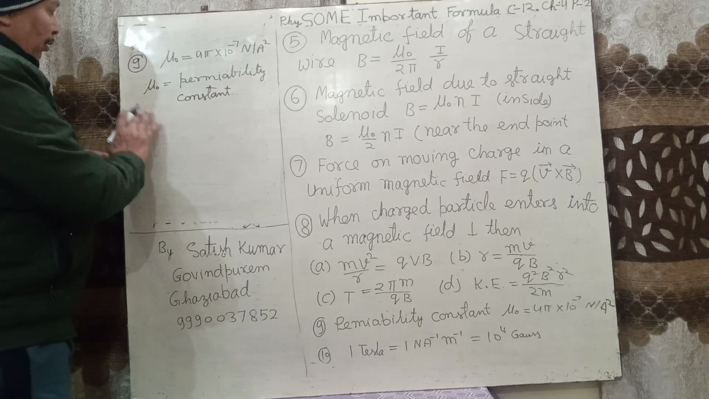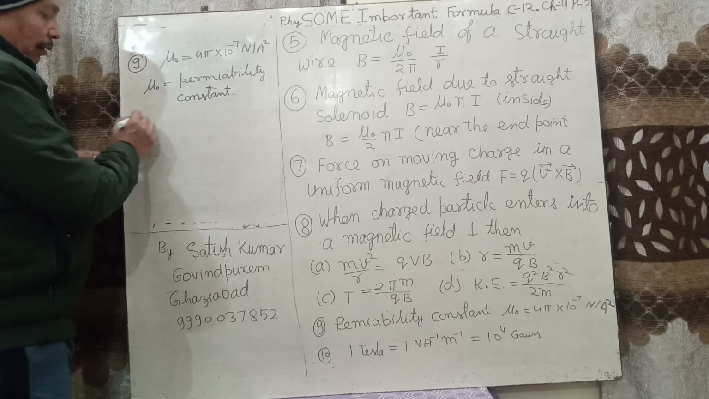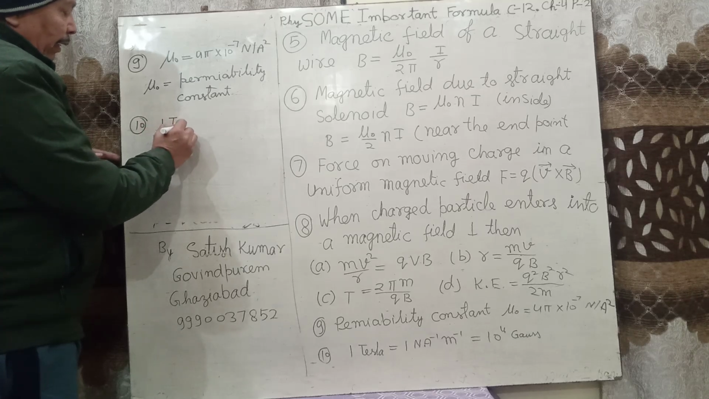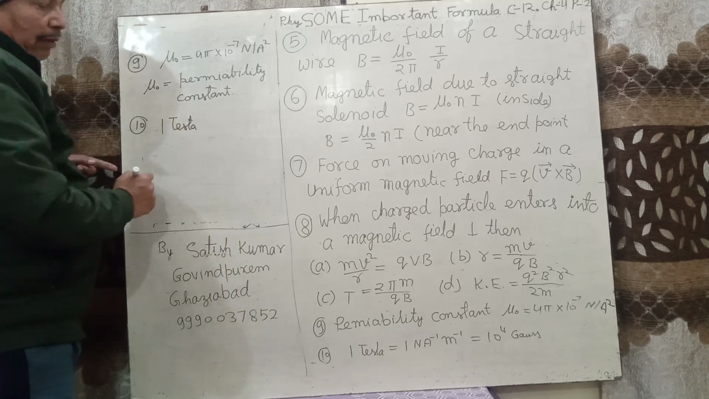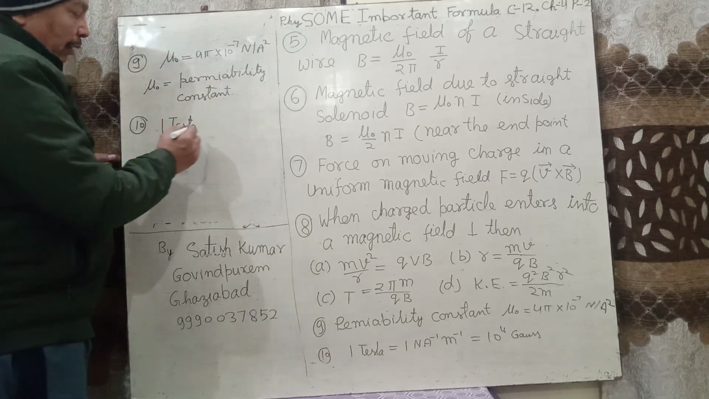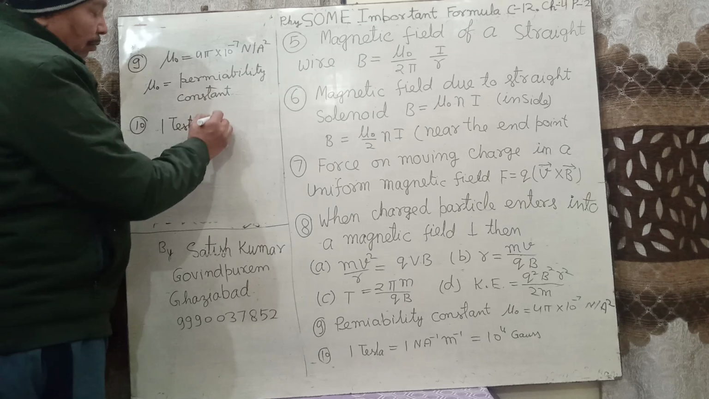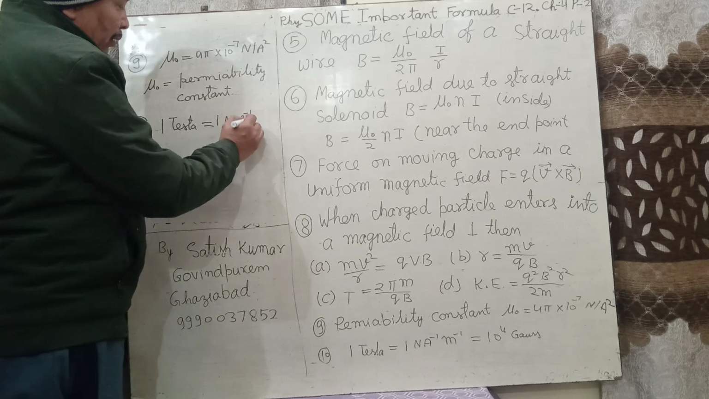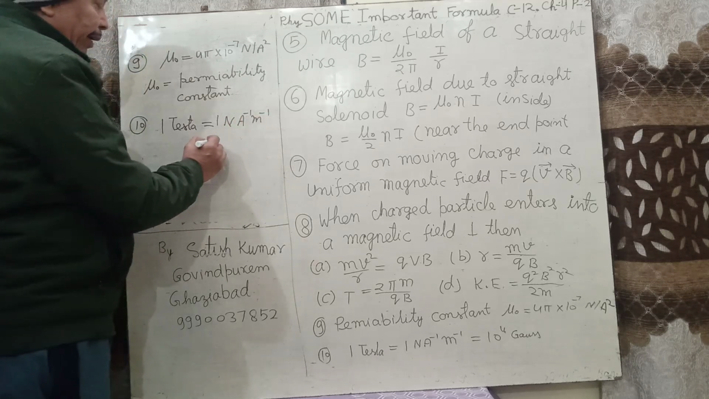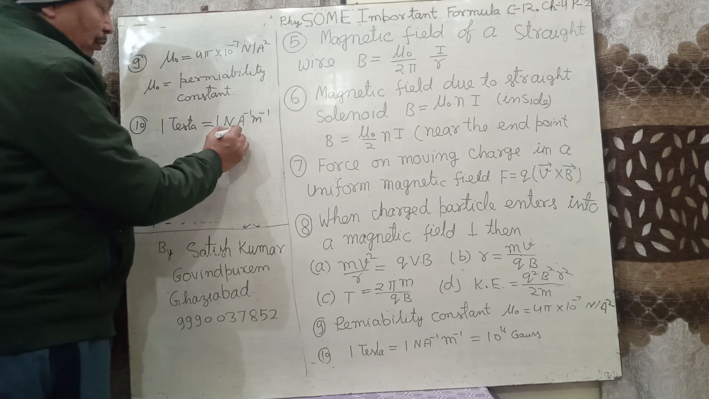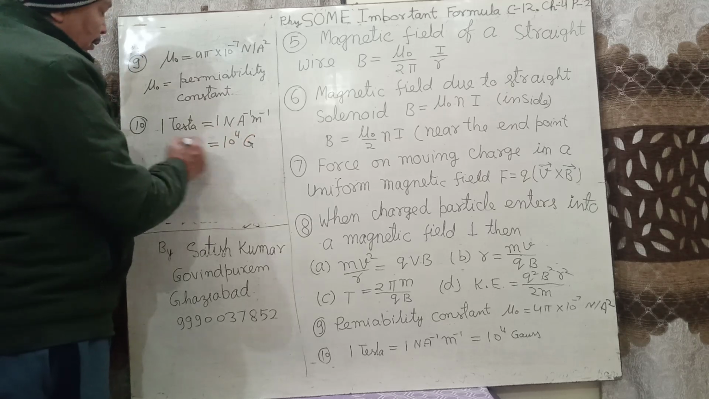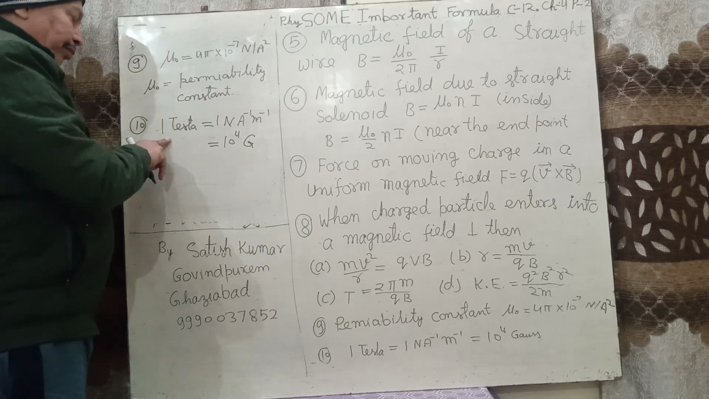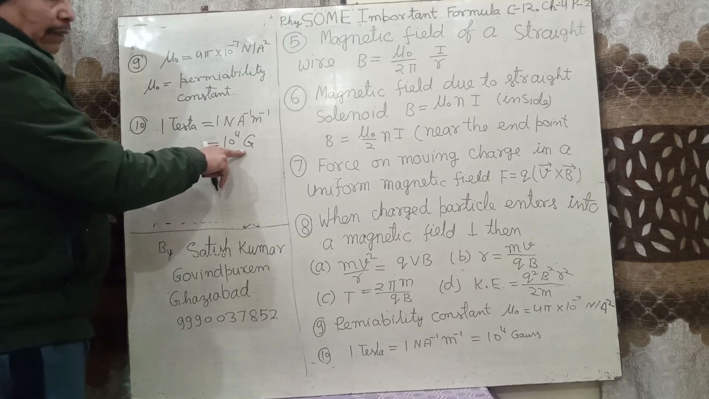Now I am telling you formula number 10. 1 Tesla. Tesla is a unit of magnetic field, equal to 1 Newton ampere minus 1 meter minus 1, and it equals 10 to the power 4 Gauss. This is the SI unit. This is the CGS unit.